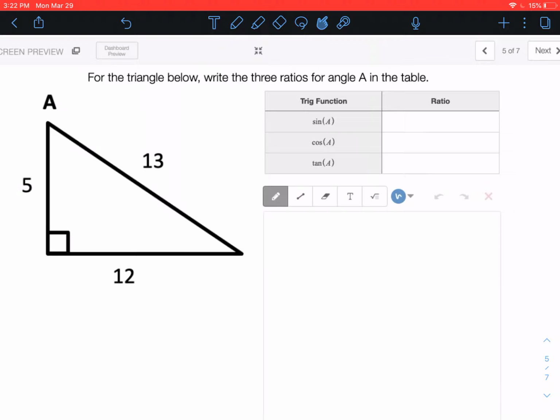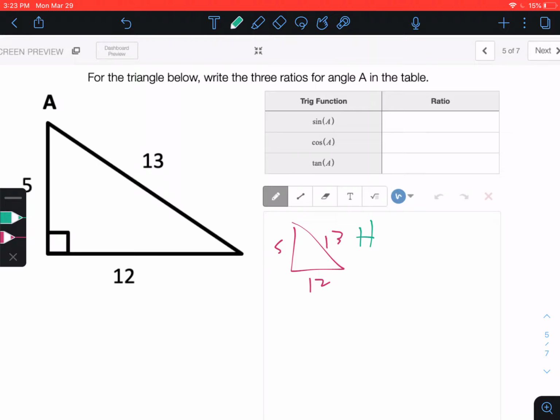Next question. Here, I want you to write the three ratios for angle A in the table. We're focusing on angle A, so in your sketch box, you might want to draw your little triangle with the sides and then label it. That's the hypotenuse. Since it's relative to angle A, side 12 is going to be our opposite, and this is going to be our adjacent. Sine of A, remember from SOHCAHTOA, is opposite over hypotenuse, which would be 12 over 13. I've got 12 for my O, 13 for my H.